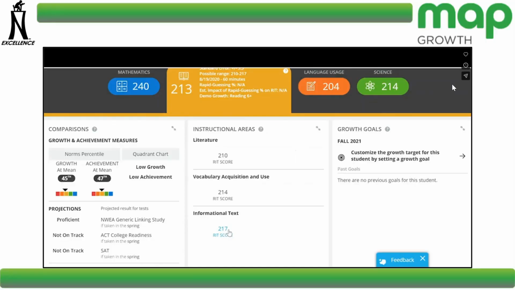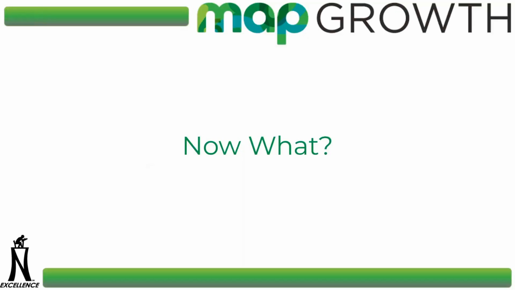Now, a couple things too. If you notice, his literature is a 210, his vocabulary acquisition and use is a 214, and informational text is a 217. So if he scored a 213, his literature is a little bit low compared to the national average.